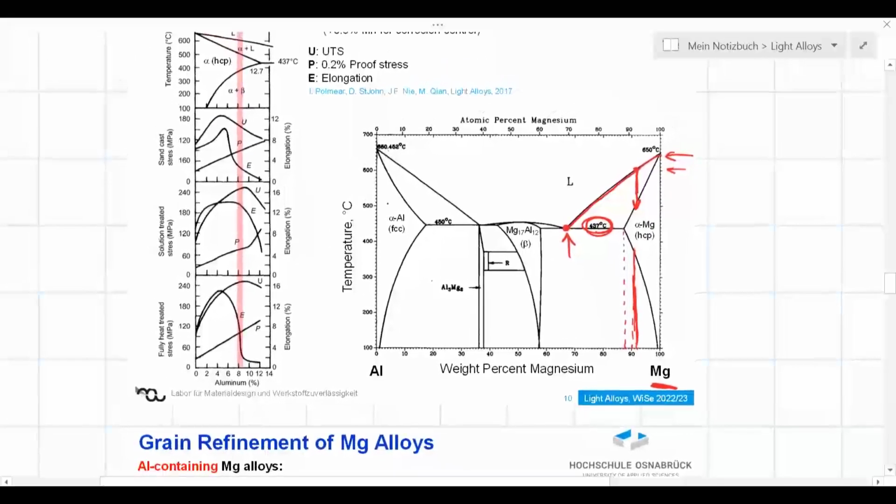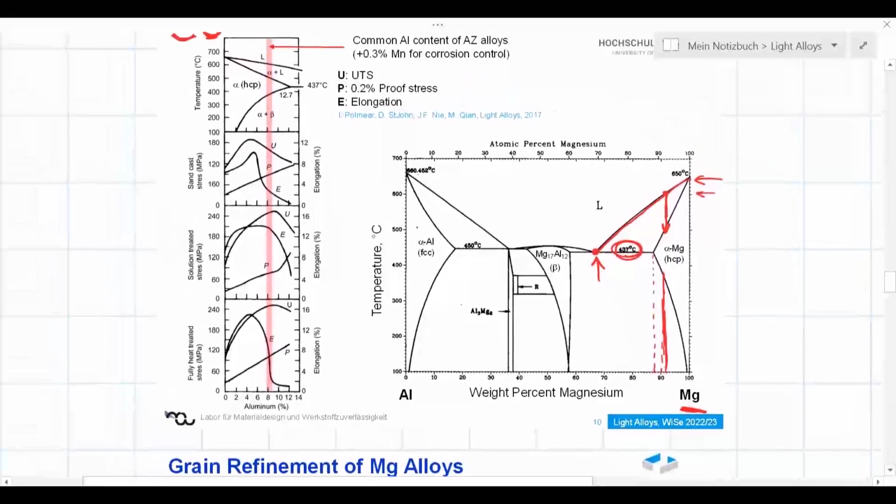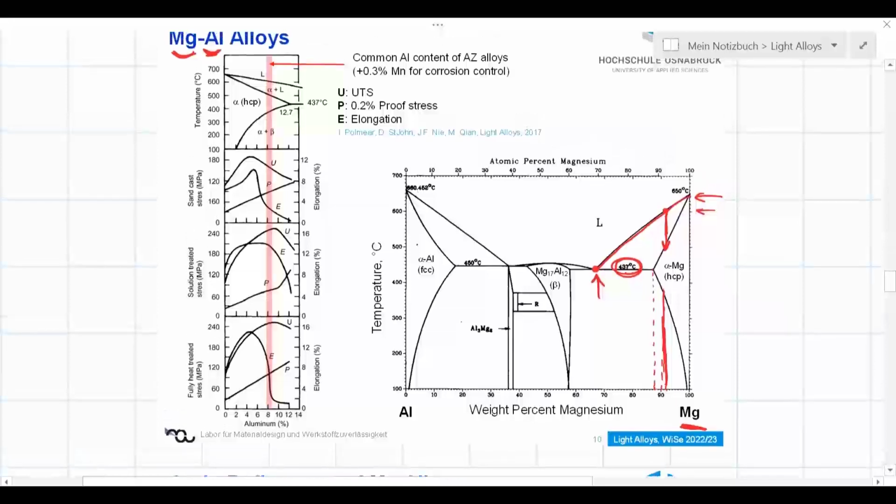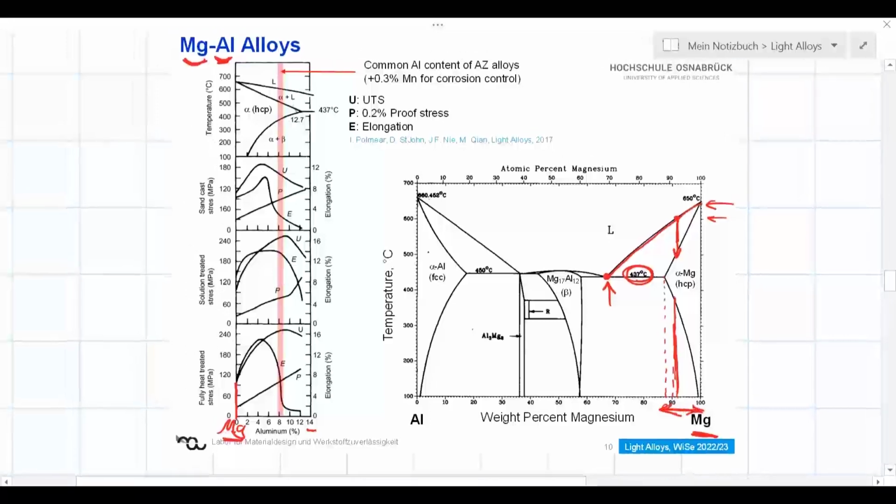So this is the way the phase diagram looks like, and now we'll look at it more closely. To the left, we see the magnesium rich part of the phase diagram. So this is pure magnesium, and we are putting aluminum up to 14%. So we are focusing on this corner of the phase diagram, right? And the phase diagram is also indicated.